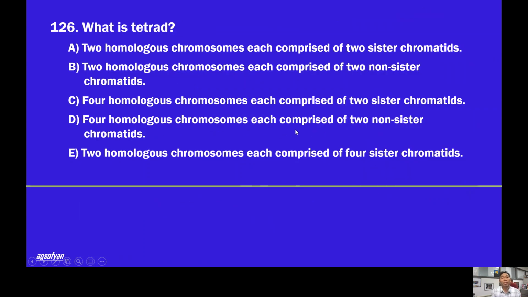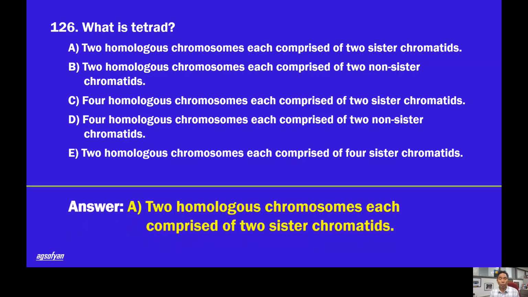What is a tetrad? 2 homologous chromosomes each comprising 2 sister chromatids. 2 homologous chromosomes each comprising 2 non-sister chromatids. 4 homologous chromosomes each comprising 2 sister chromatids. 4 homologous chromosomes each comprising 2 non-sister chromatids. 2 homologous chromosomes each comprising 4 sister chromatids. Choose your answer.